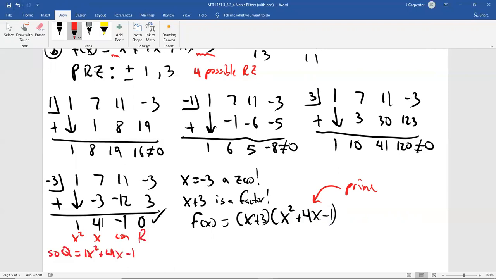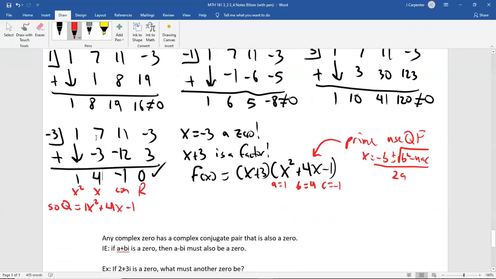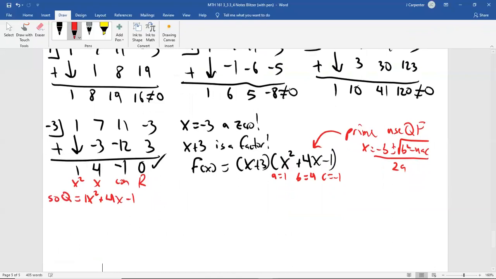So we got to use the quadratic formula. Good old friend. Negative b plus or minus the square root b squared minus 4ac all over 2a. Remember I said you never get to forget that? I don't lie. So for that particular problem, the a is 1, the b is 4, and the c is negative 1.